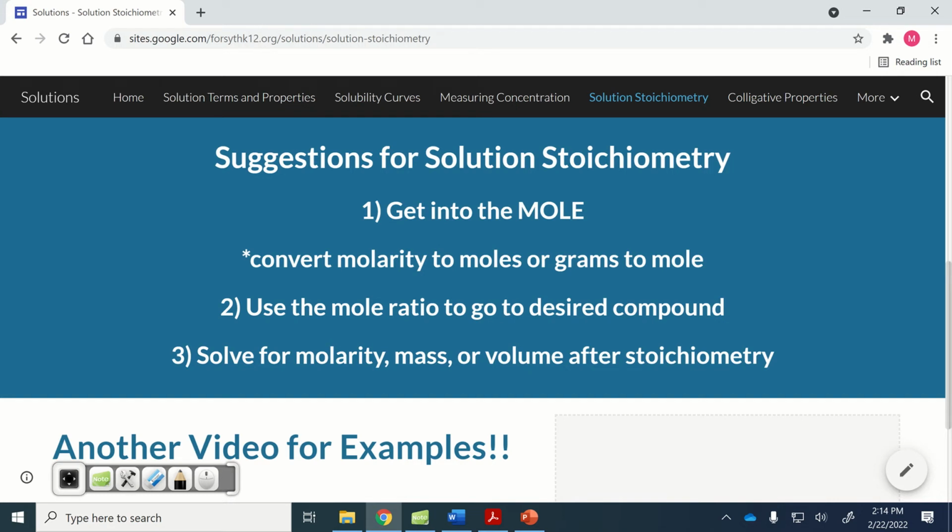We convert to moles, use the mole ratio to go to the desired compound, basically a one-step stoichiometric calculation. And then we go back and plug it back into a molarity calculation again. So we're going to use molarity basically twice on either side with the mole ratio in between. All right? So what does this look like?